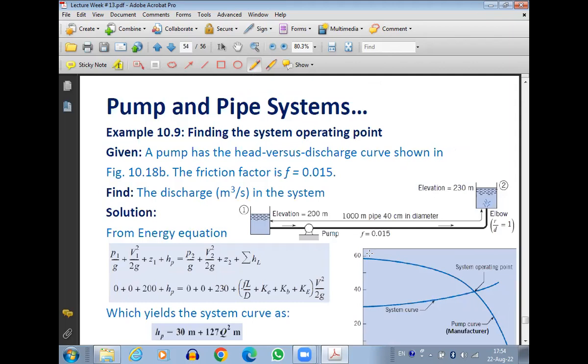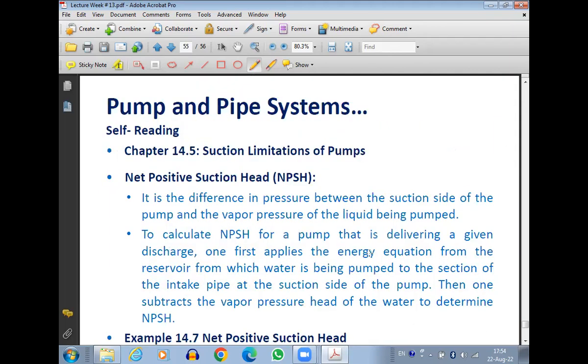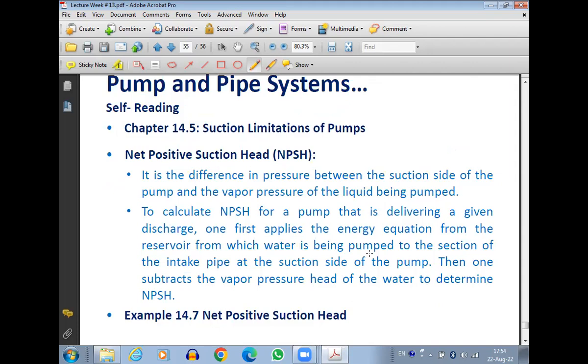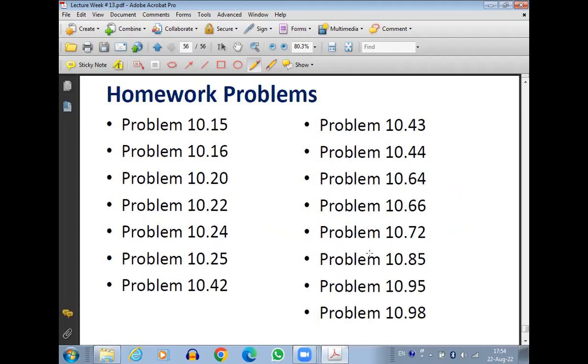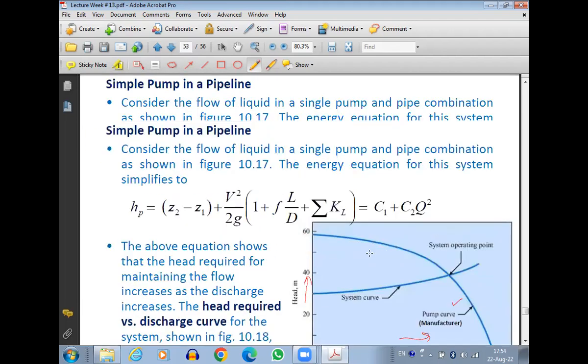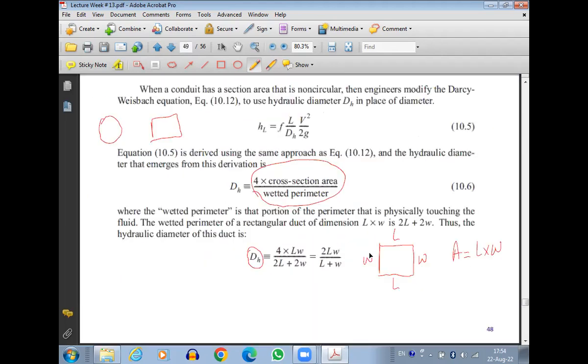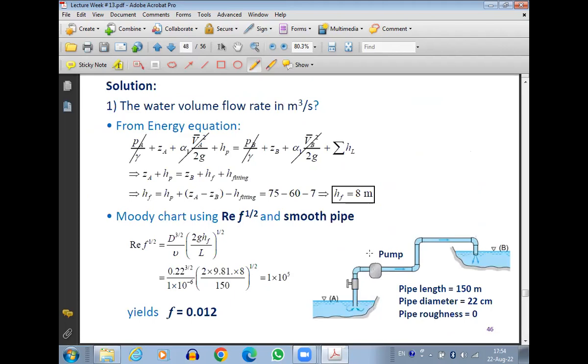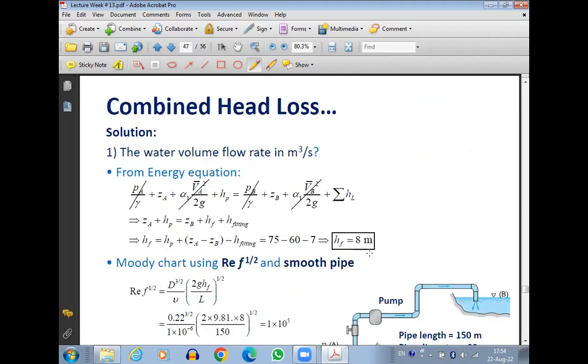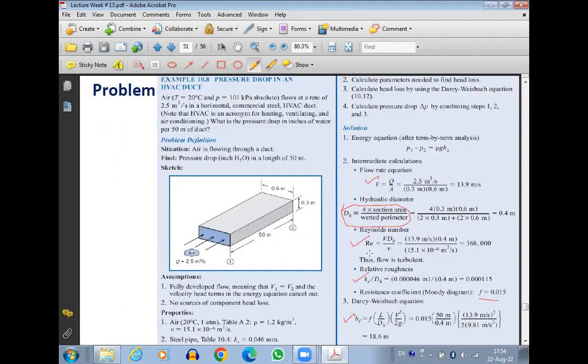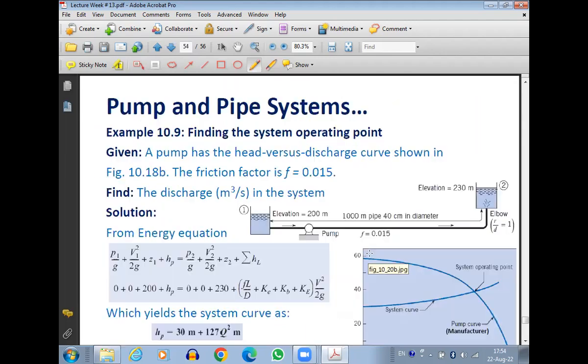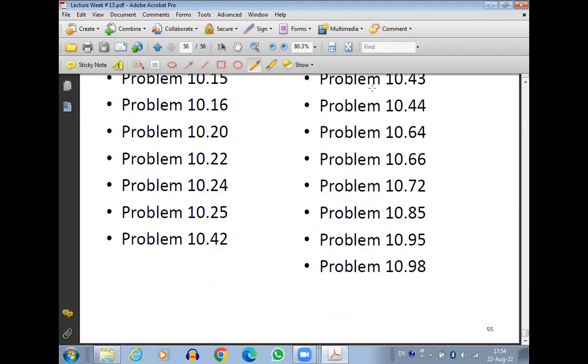Example 10.9, you can just skip. We are not covering this. There are two topics here, net positive suction head and suction limitation of pumps, which are in your textbook. I want you to read them yourself. With this, our flow in conduits is finished. If you have any question regarding any topic that we have covered today, feel free to ask. Okay, that's it for today.